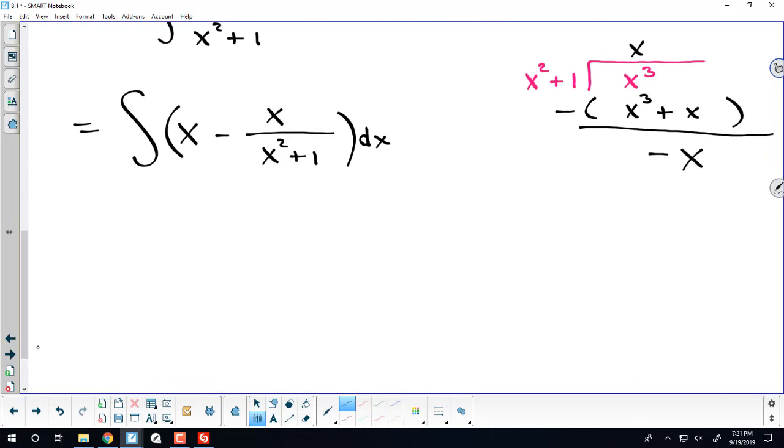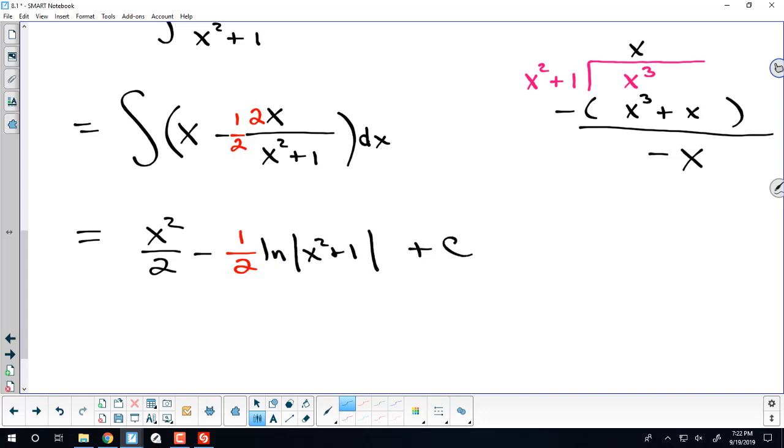And our result was an x to the first. So that's where we stop. Notice this derivative isn't quite there. That's a 2x. Then we have this negative 1/2 here. So now that's in logarithmic form. We have x squared over 2 minus 1/2 ln of x squared plus 1, plus c.